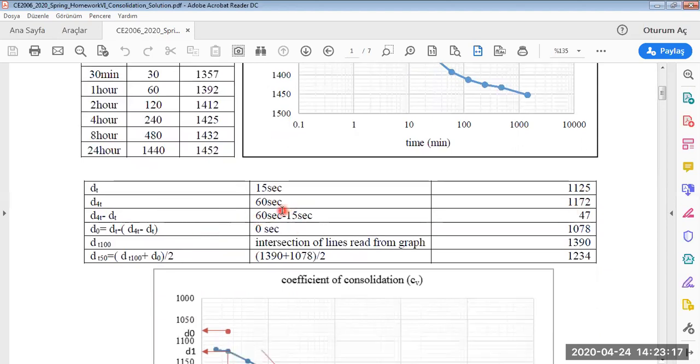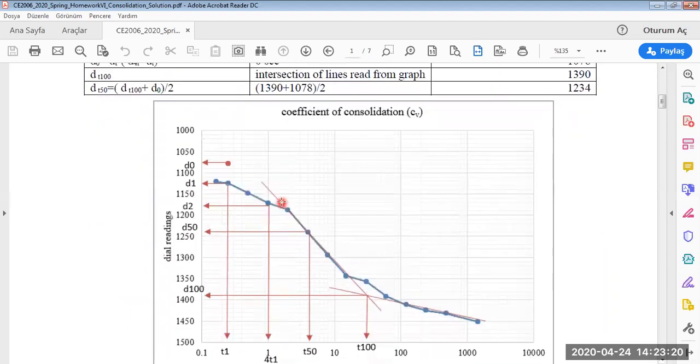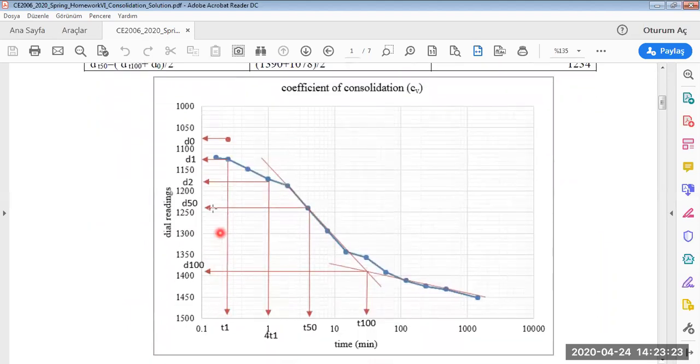According to the assumption, here are the drawings. This is D1, this is T1, and this D2 corresponds to 4 times T1. Here the time is 4 times the first one, and this is the difference between D1 and D2. And as you see from here, the difference will be the same. Here the difference will be the same as between D0 and D1.